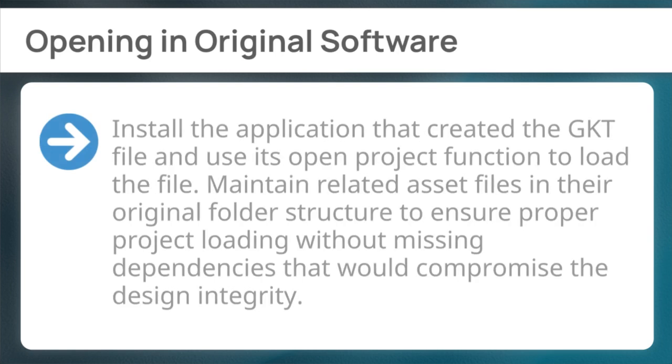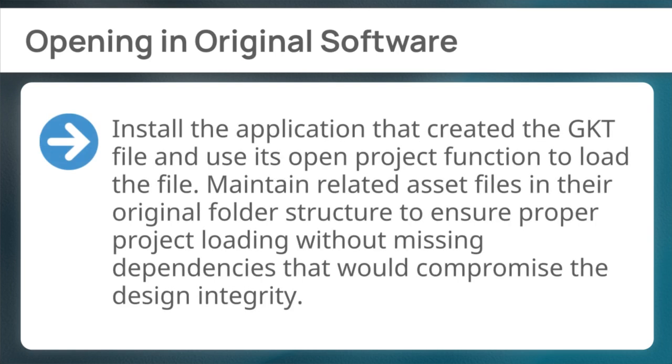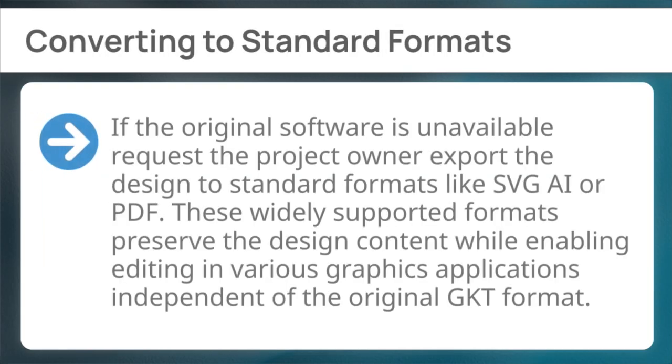Next, opening in original software. Install the application that created the GKT file and use its Open project function to load the file. Maintain related asset files in their original folder structure to ensure proper project loading without missing dependencies that would compromise the design integrity. Finally, converting to standard formats.